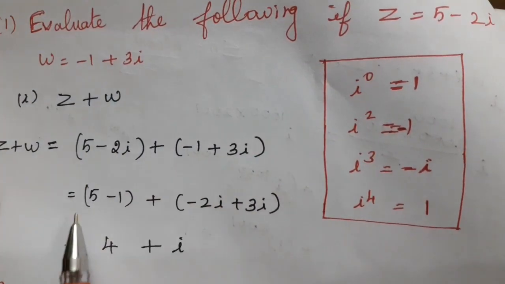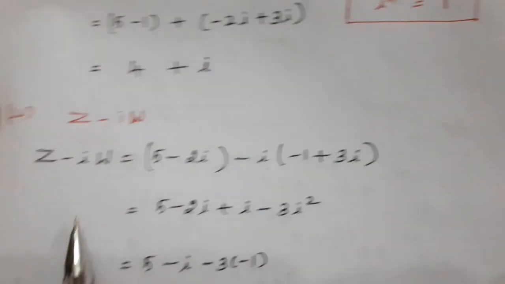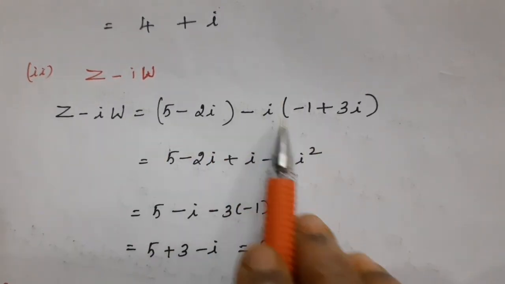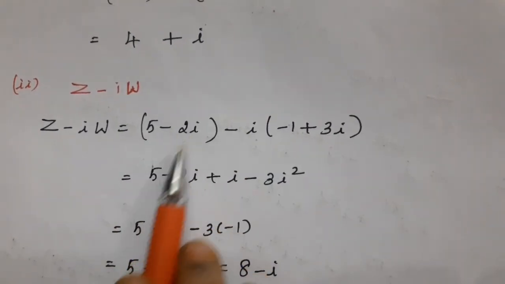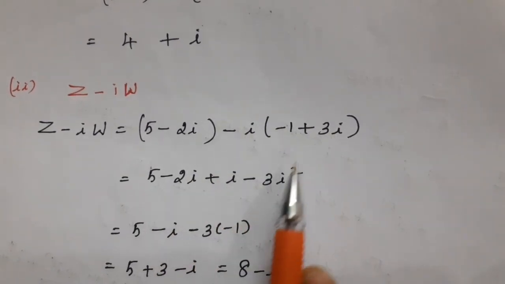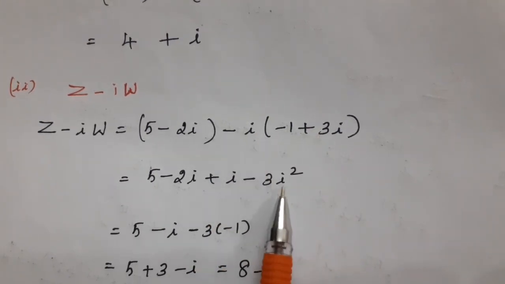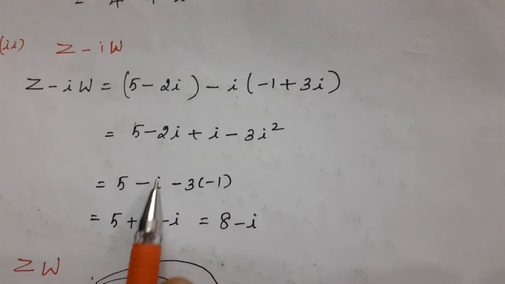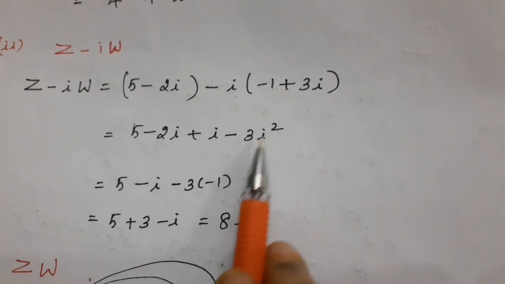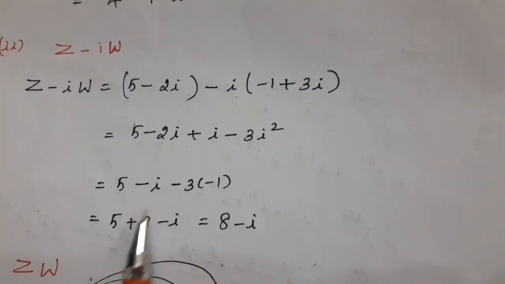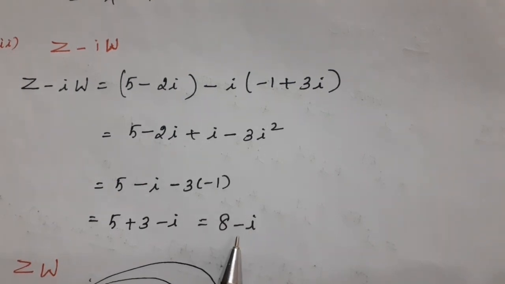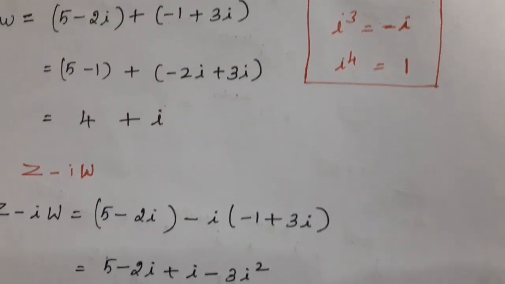If you want to add, subtract or multiply the complex numbers, take the second part, z minus iw. z is given as 5 minus 2i, minus i into w, which is minus 1 plus 3i. So 5 minus 2i is rewritten as itself. Minus i into minus 1 is plus i. Minus i into plus 3i is minus 3i square. So 5 minus 2i plus i, minus 3 into i square, which is minus 1. Minus into minus becomes plus, so 5 plus 3, minus i. This is 8 minus i. So you are able to multiply, divide or subtract complex numbers.